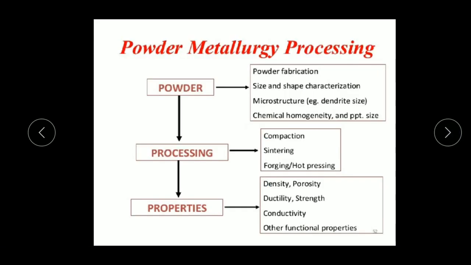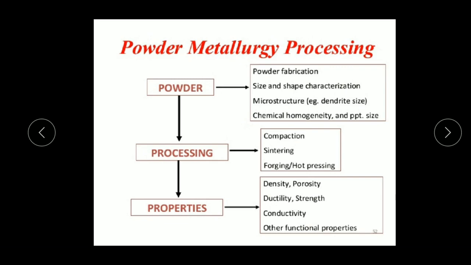So look at the image, dear students. The powder metallurgy process flowchart involves three basic steps: number one, the powders; second, processing; third, properties. Number one, powder, which involves powder fabrication, size and shape characterization of powder, microstructure study of powders, chemical homogeneity, and particle size.